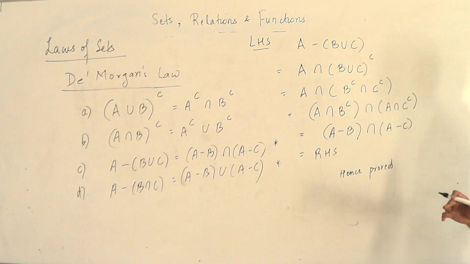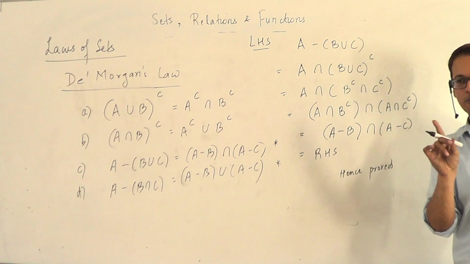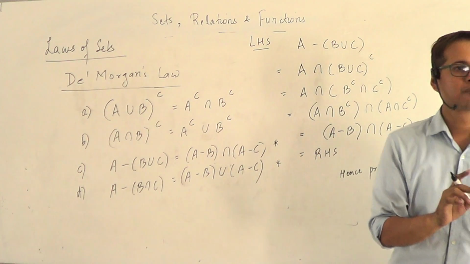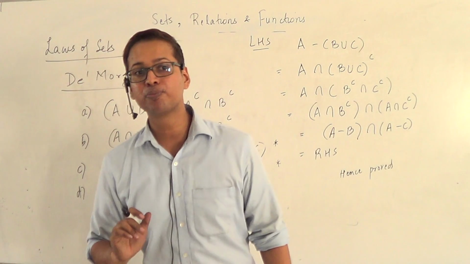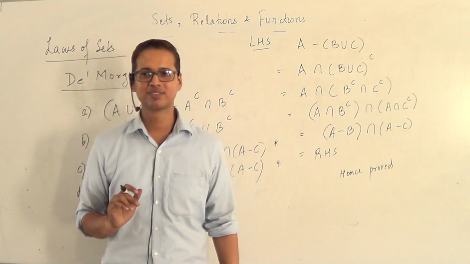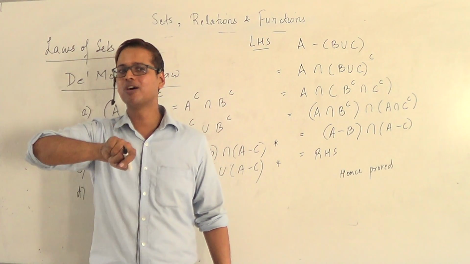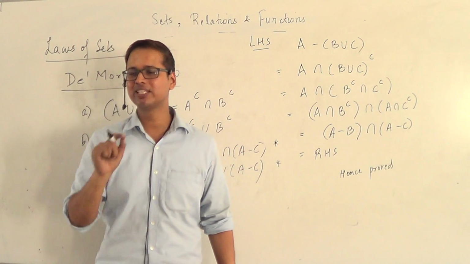So you take set A as 1, 2, 3, 4, 5, 6. No. That is verification. You can't take examples. X belongs to A minus B union C. You have to take an arbitrary element proof. You cannot take examples to prove a law. You can verify a law with an example, but you cannot prove a law with an example.